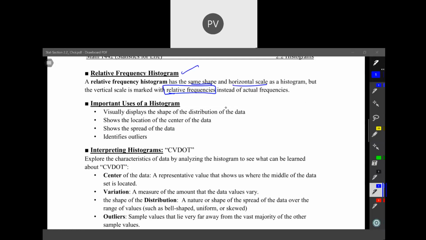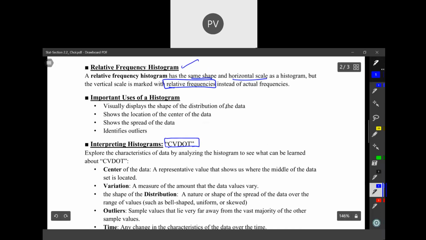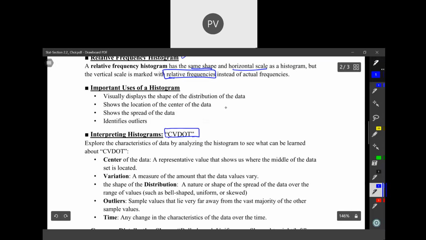Okay. Now let us learn about some terminologies which are very important. So here C stands for center of the data, V is the variation, D is distribution, O is outliers, T is time.